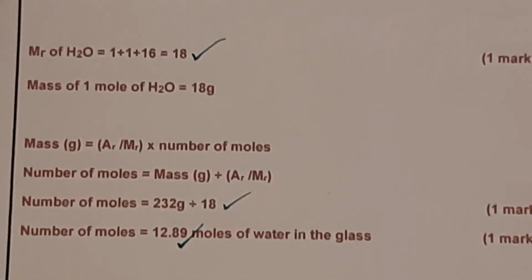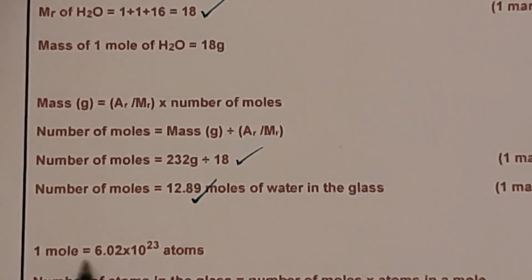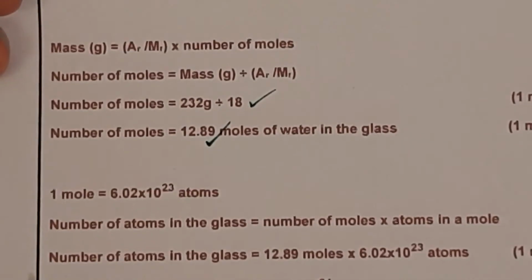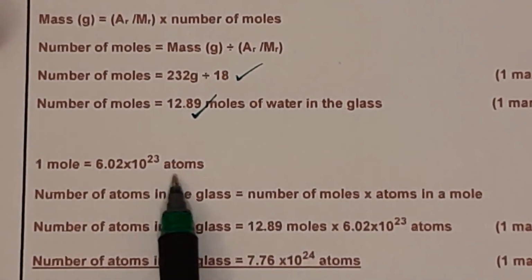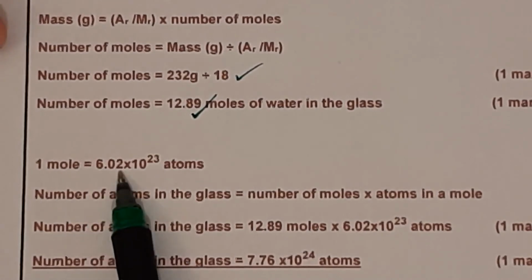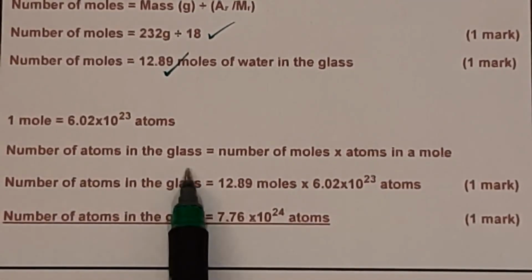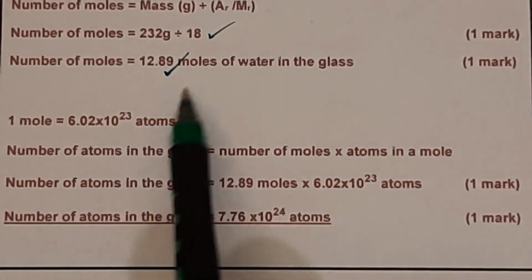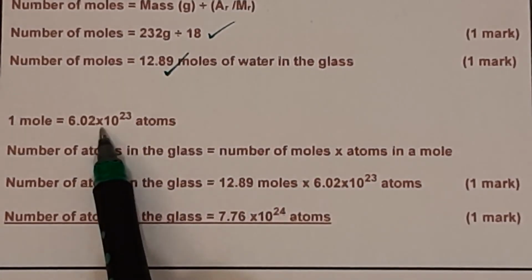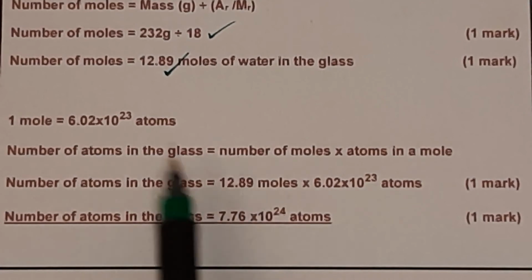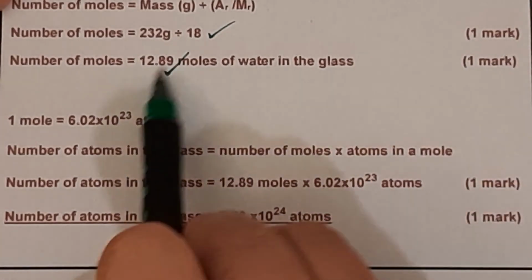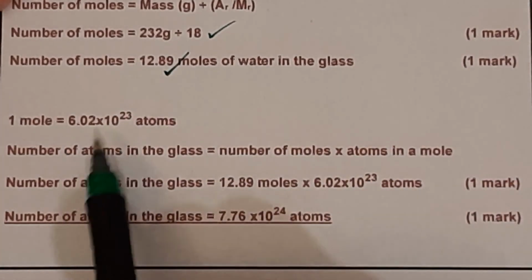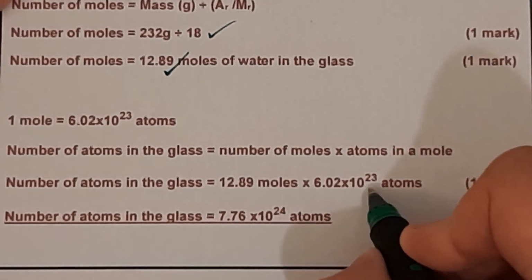The way to bring it home is to know that the mole is this number of atoms, and to work out that if you've got the number of moles of water in the glass, and that's how many atoms are in each mole, you can multiply these two together. So the number of atoms in the glass is the number of moles multiplied by the atoms in a mole. So 12.89 from our previous answer, multiplied by 6 times 10 to the 23 atoms. If you've multiplied 12.89, or your answer here, by this 6 times 10 to the 23, then you get a mark. That's the 4th mark.